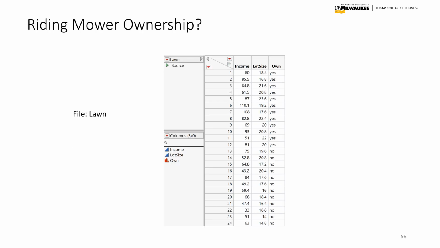Now, my coverage here on classification trees will not be as in-depth as I did with regression trees. I'll give you the basic metrics and ideas behind classification trees, and then we'll just focus more on the implementation using JMP. Let's start out with a small data set. The variable we're trying to predict is whether or not an individual owns a riding lawnmower. We have information on the individual's income in thousands of dollars and the size of the lot that they own.